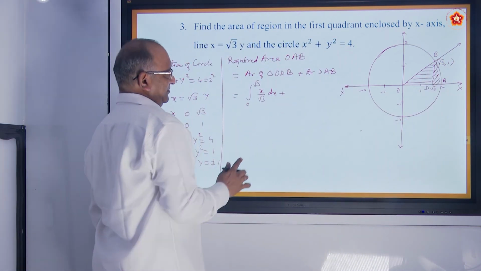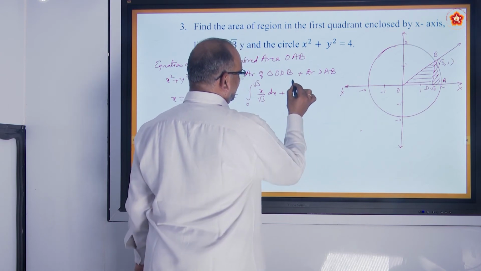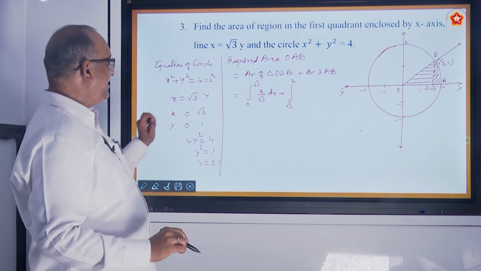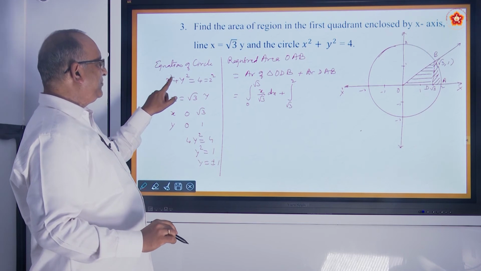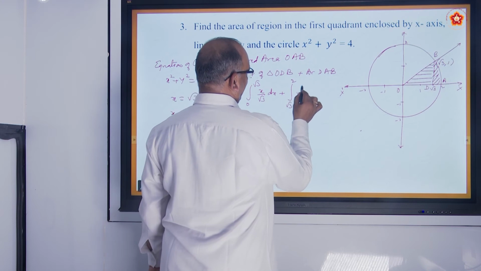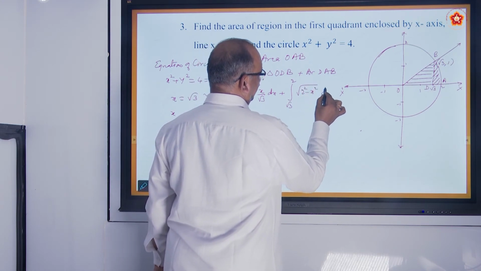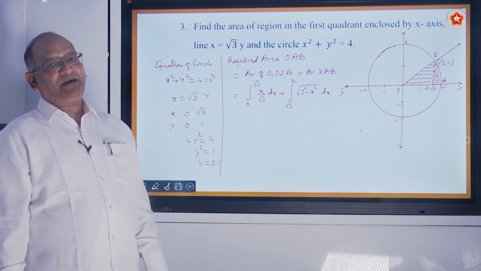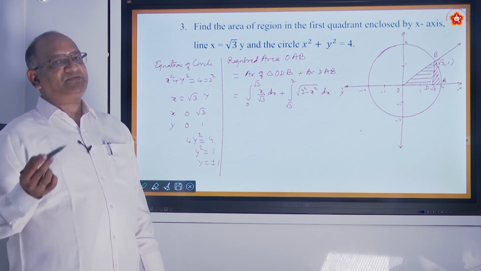And then this small area DAB, how do you calculate? With the help of curve. And what are the limits? It starts from root 3 up to 2. And again y dx. What is y? With the help of this you have to find out y. How do you find out? We will say y square equal to 4 minus x square, or in other terms 2 square minus x square. Y square is that much, so y is square root.